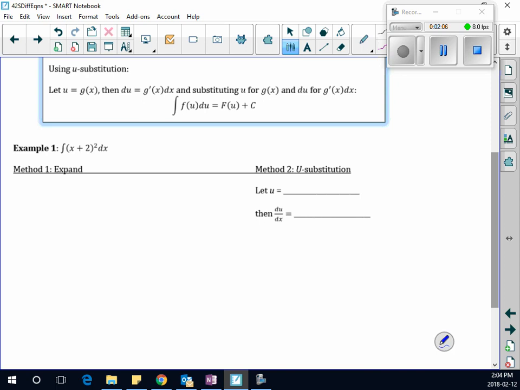So normally if we have something like this in example 1, what do we do? What do we do if we saw something like this? Hint, yeah, we'd expand it, we'd multiply it out. So let's do it that way. So this is just a FOIL, so this would be x squared plus 4x plus 4 dx, yes? Does everybody know what I just did? Okay, so I'll give you a second, find the antiderivative.